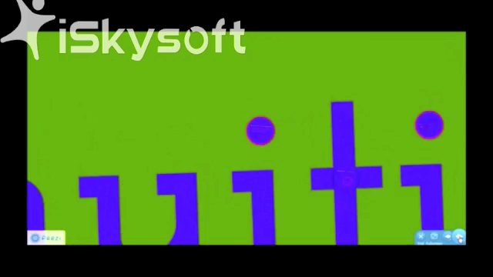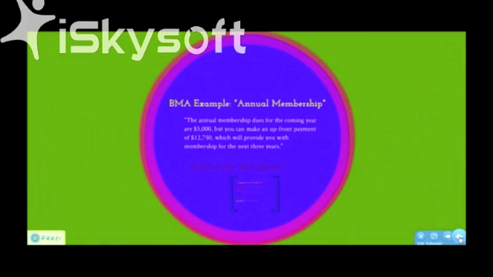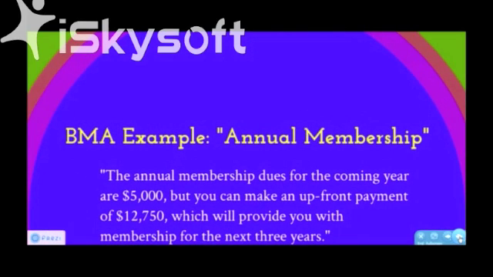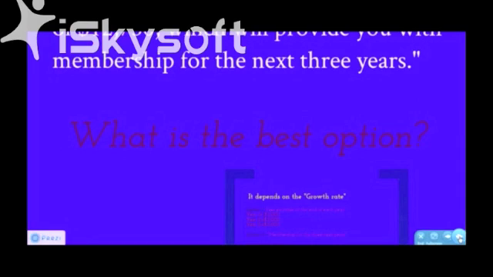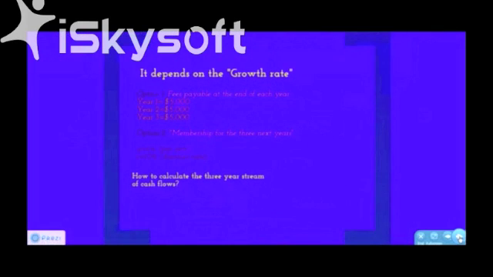Annuities. For example, annual membership. The annual membership dues for the coming year are 5,000, but you can make an upfront payment of 12.750 thousand, which will provide you with membership for the next 3 years. What is the best option? It depends on the growth rate. Option 1, fees payable at the end of each year. In year 1 you pay 5,000, and in year 2 and year 3 5,000 also.